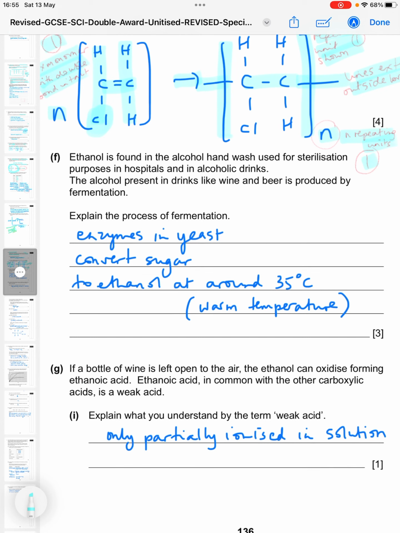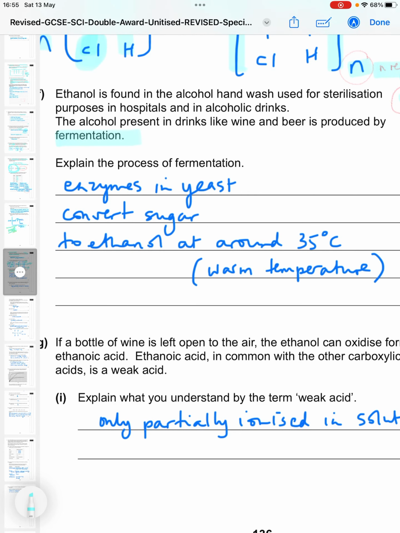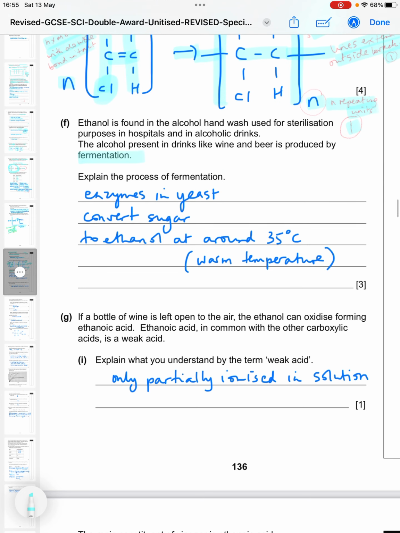Next part, ethanol is found in the alcohol hand wash used for sterilisation purposes in hospitals and in alcoholic drinks. So the alcohol present in drinks like wine and beer is produced by fermentation. Explain the process of fermentation. So 3 marks for this, so you need to say 3 things.